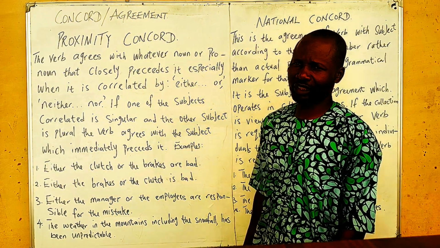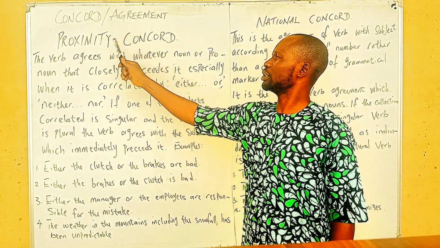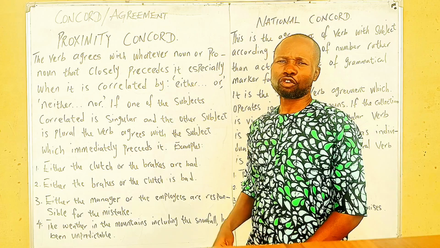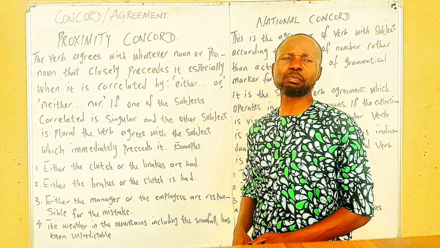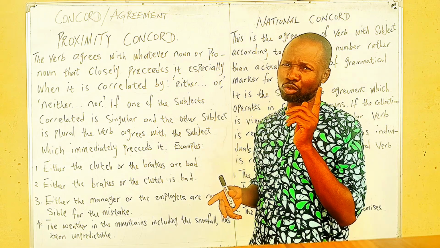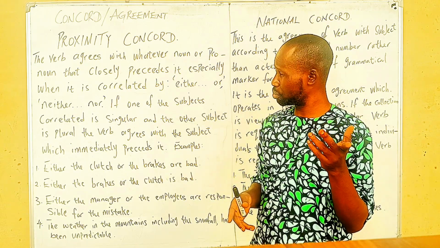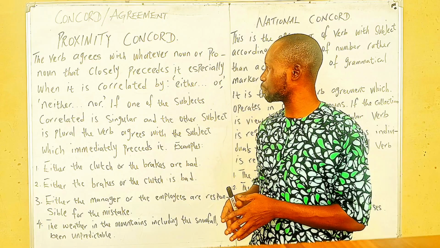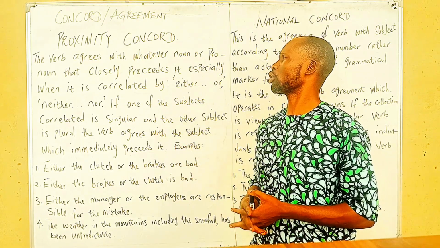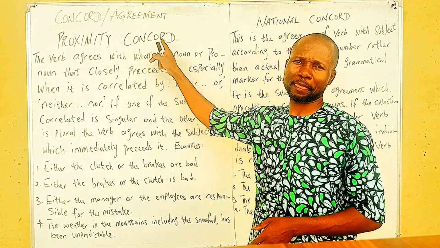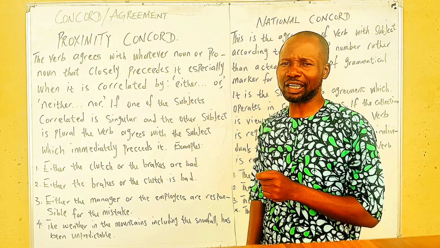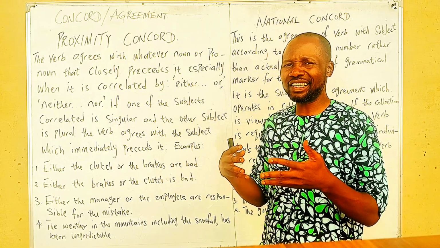Quickly, we want to look at the second one, which is proximity concord. From the word proximity, it simply means very close. The first concord we discussed, or I presented to you, was grammatical concord. So the rule for this one is the verb that is closer to a noun.